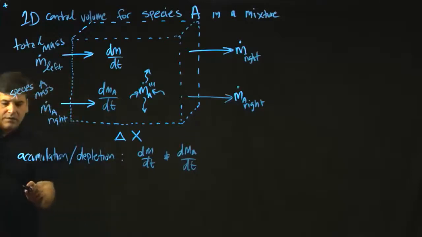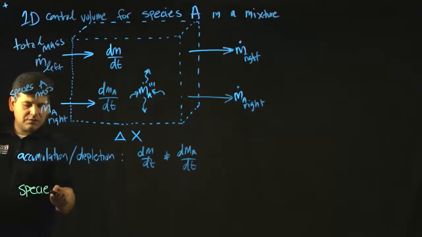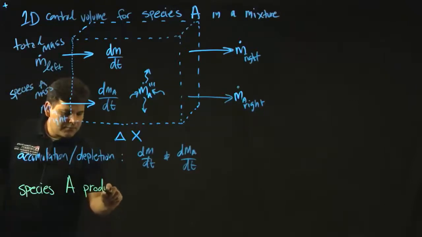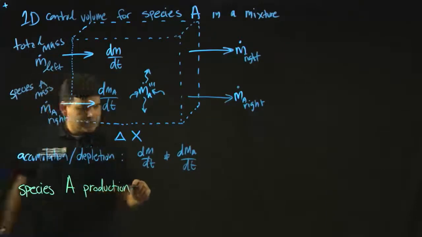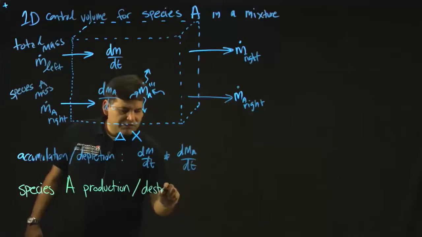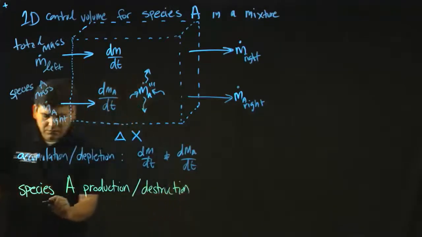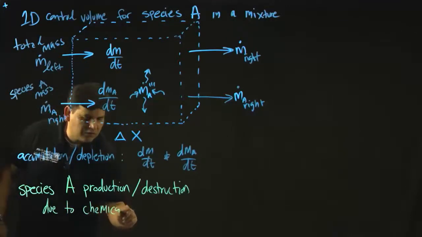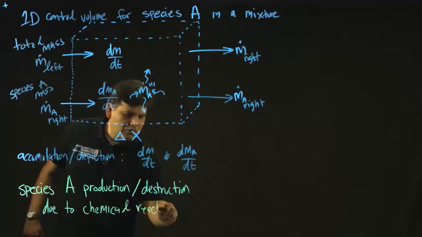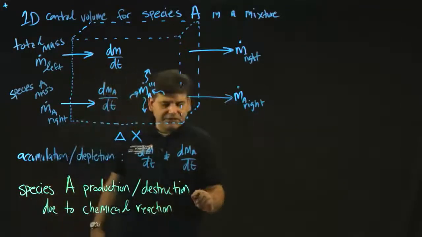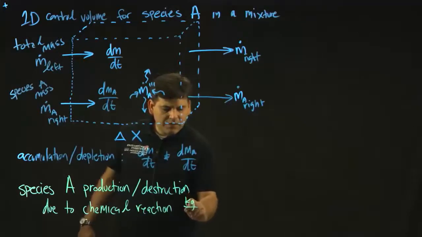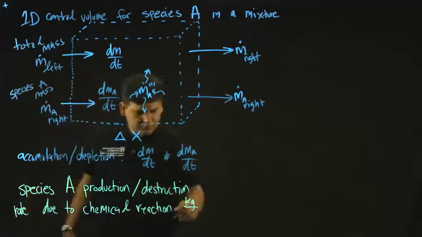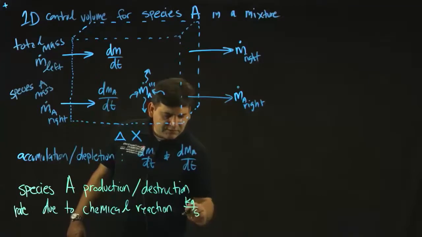And then species A production, destruction, due to chemical reaction. This is the mass rate, this is per second, but it's also per volume.